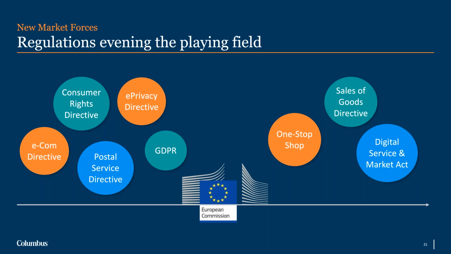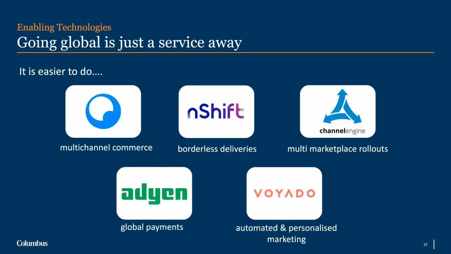That was about regulations. How do you see new technology services making it easier to go global? Well, technology today is kind of like buying an app from the App Store. Apple used to say there's an app for that. Today we can say there's a service for that.